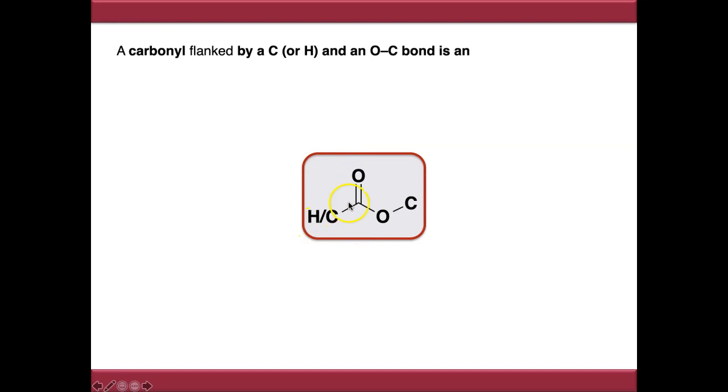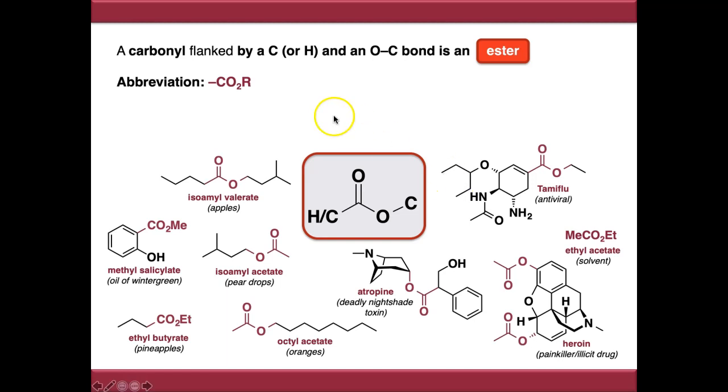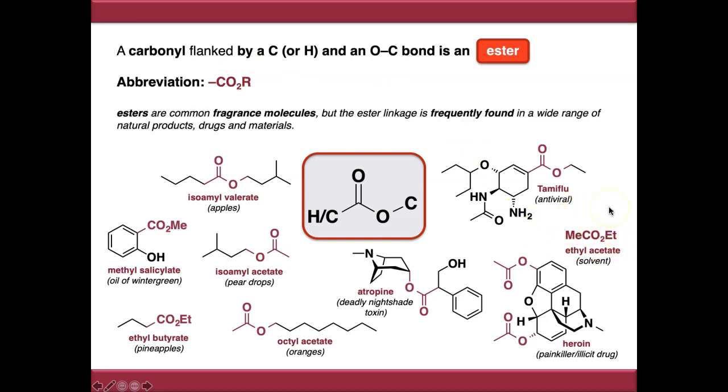So a carbonyl flanked by either a carbon or a hydrogen and an OC group is an ester. And esters are derivatives of carboxylic acids. They're commonly made from them. So the abbreviation here, CO2R, you can abbreviate however you wish. So here's a really highly abbreviated example.